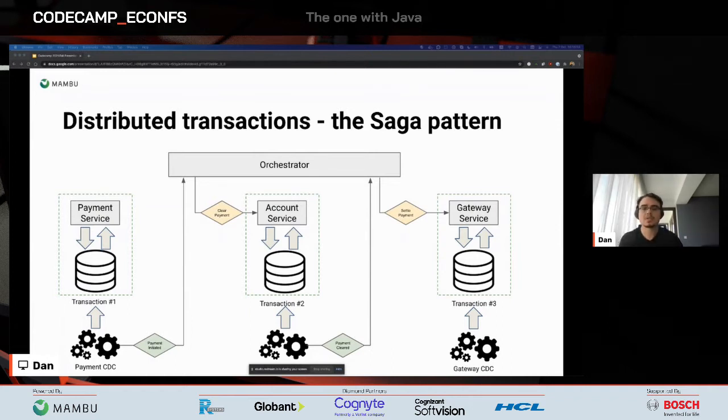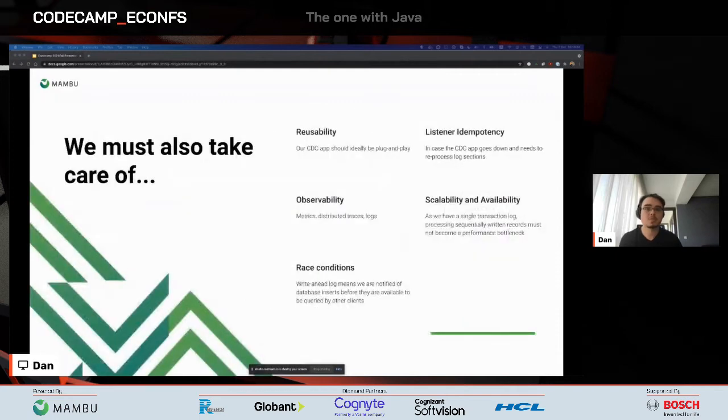And what do I mean by this is that there are certain aspects we will need to take into consideration when implementing such a pattern. First of all, as I said, three different databases. We should first of all look into reusability. Ideally, the way we implement this CDC application should be reusable. We should be able to point it to any database, and it should work without any further customization.